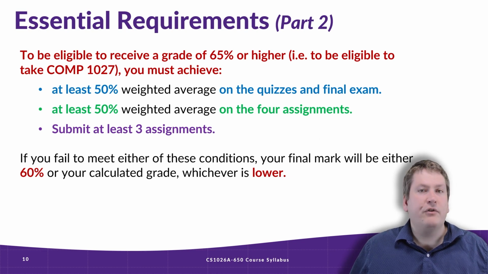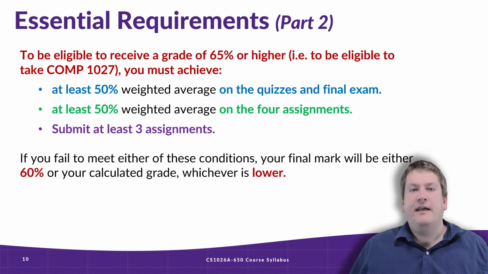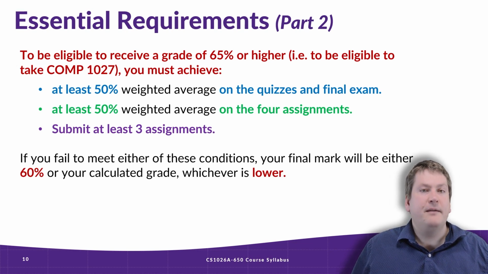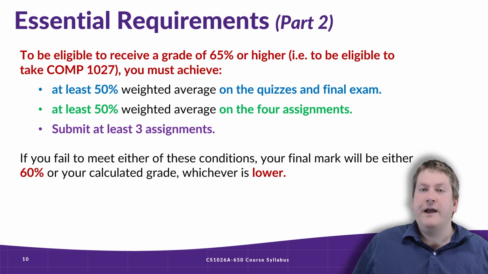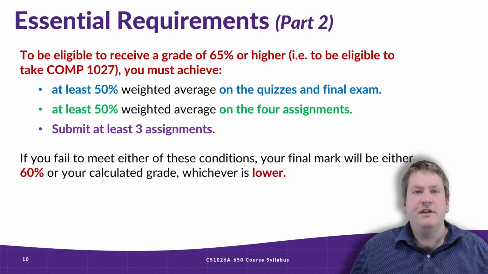First, you must obtain a grade of 50% or higher weighted average on the quizzes and the final exam. Second, you must achieve a 50% weighted average on the assignments. And lastly, you must submit at least 3 assignments with any grade. If you fail to meet any of these requirements, your final grade will be capped at 60%, and you'll be unable to progress to take CS1027 next term. So please keep that in mind.